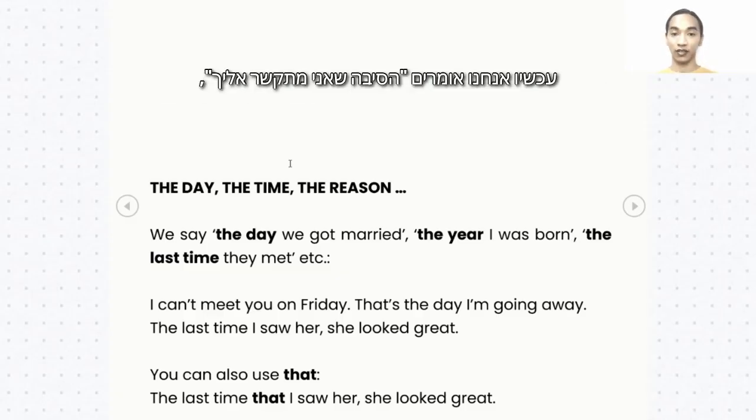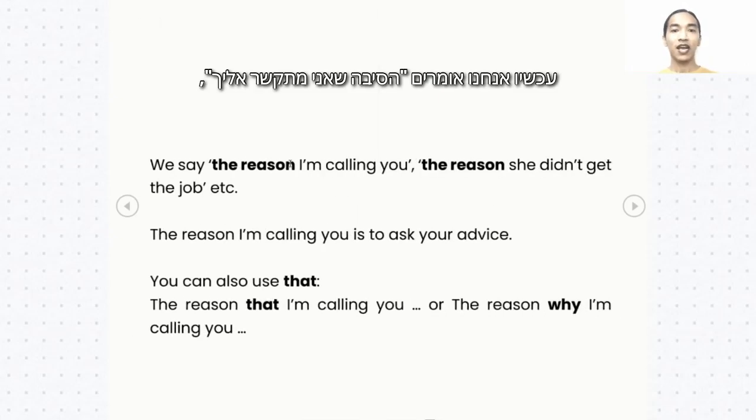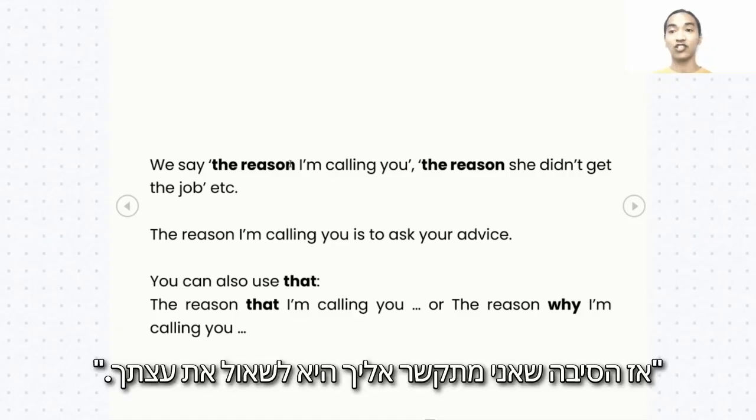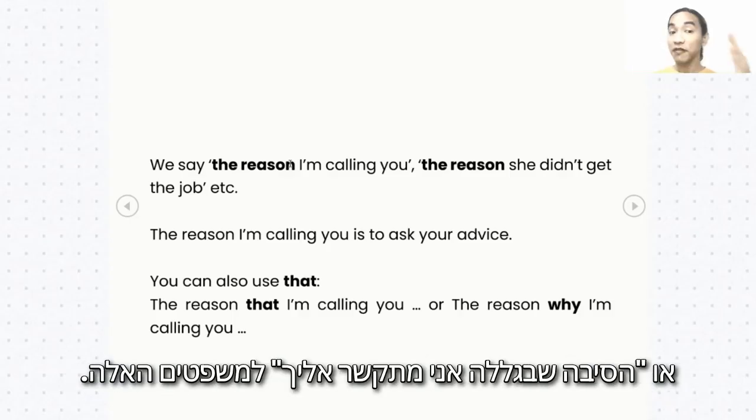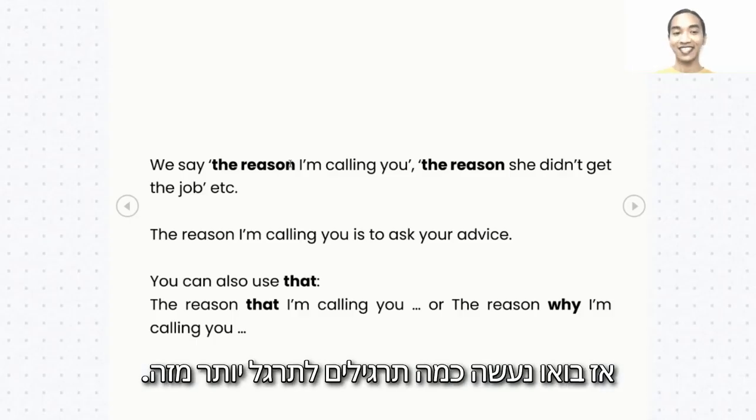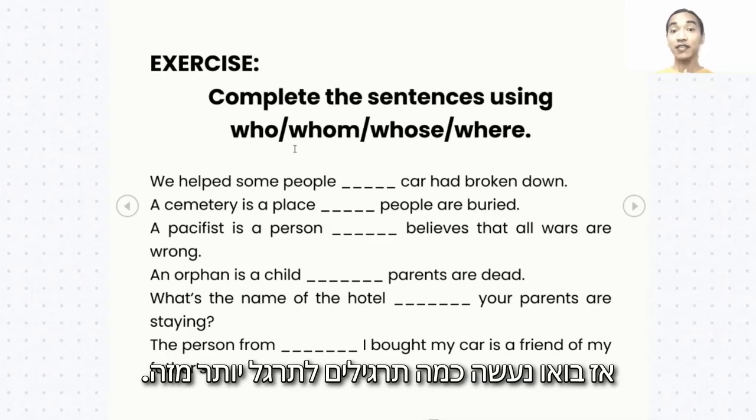Now we say the reason I'm calling you, the reason she didn't get the job. So the reason I'm calling you is to ask your advice. You can also use that: the reason that I'm calling you, or the reason why I'm calling you, for these sentences. So let's have some exercises to practice more of this one.